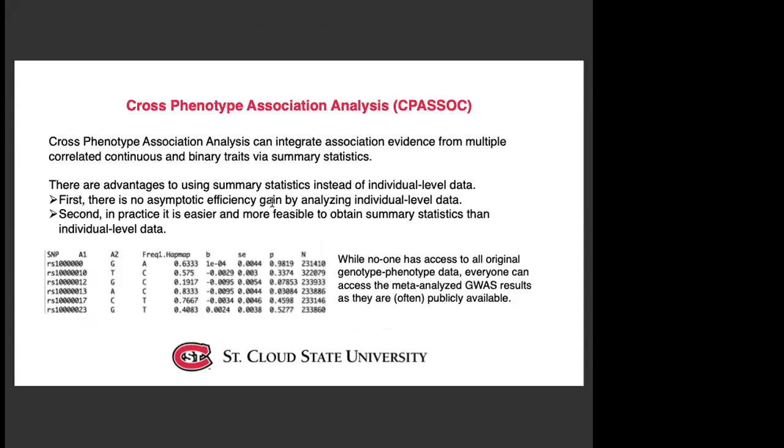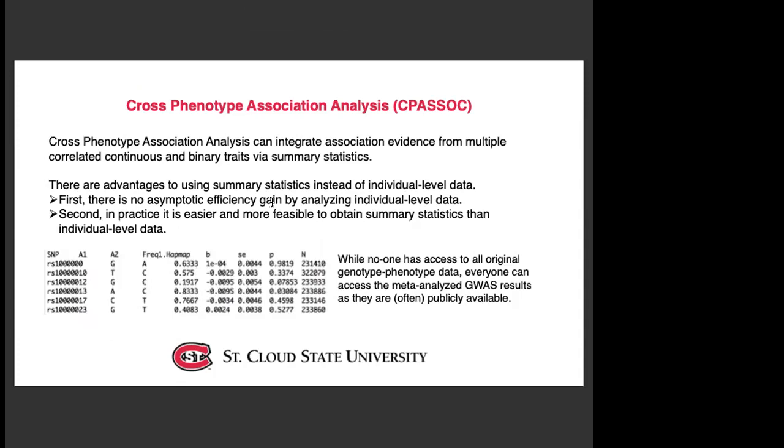So the method I'm using is called cross-phenotype association analysis. And I'm using the summary statistics. It can integrate association evidence from multiple correlated, continuous, and binary traits via summary statistics. So when I talk about summary statistics, these are results from linear regression.